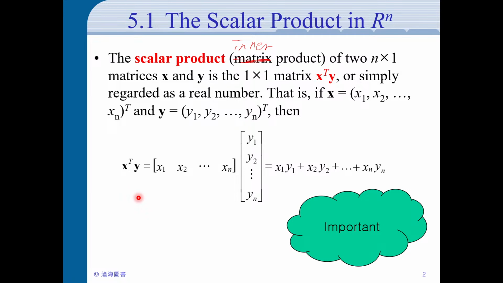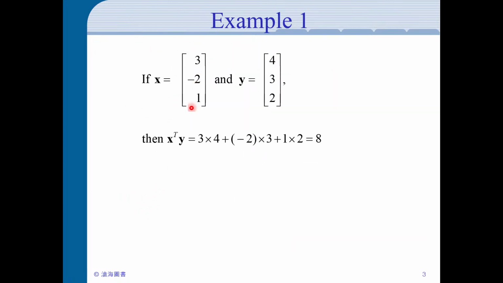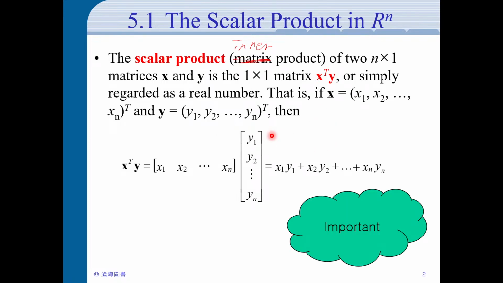Let's see an example. x and y, so in R3 you have 3 numbers here and 3 numbers here, and you do the scalar product between them: 3 times 4 plus minus 2 times 3 plus 1 times 2, and that is 8. So that's the scalar product, and we'll use the scalar product to define the angle between our vectors x and y.